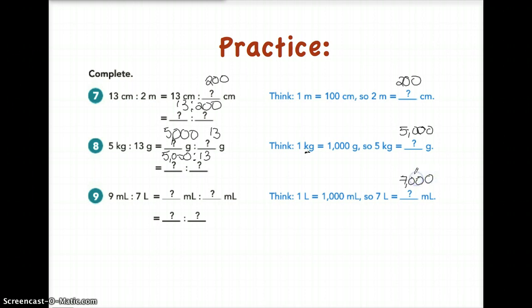So there are 7 milliliters. So this, the second one, this is 7,000. And over here is still 9 because it's in the same unit, milliliters. Right? So then our ratio, I don't think we can simplify. So our ratio is 9 to 7,000. Okay, let's try the next slide.